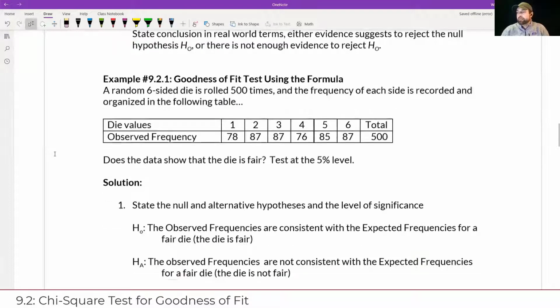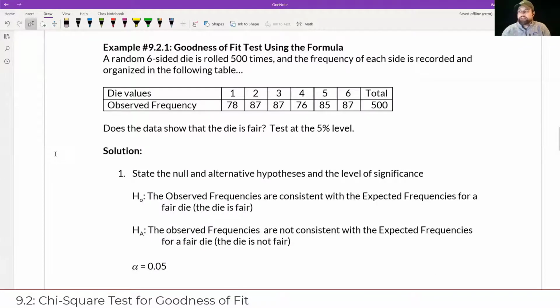So let's say that you have a random dice and you roll it 500 times, and the frequency of each number is recorded and put into a table. So here's the frequency of each number. So you rolled 78 ones and 87 twos, and the question is, is this a fair die? Does the observed frequency match with the expected frequency at the 5% level? So you can see this is almost identical to what we did in 9.1.